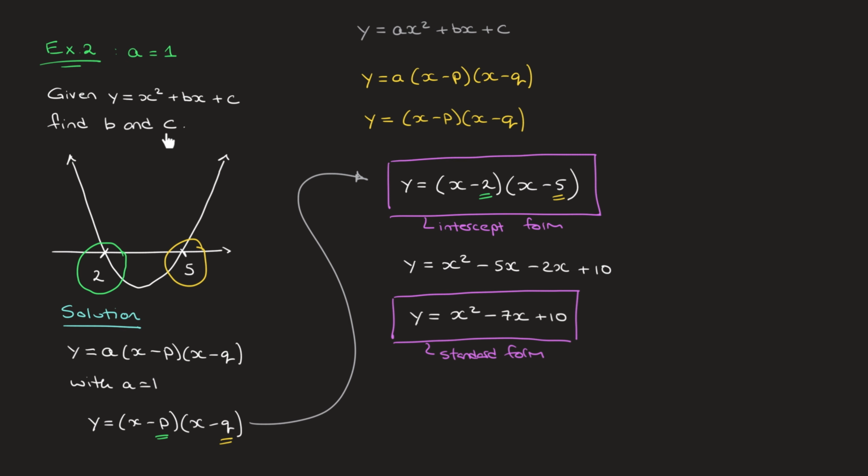And we're done. Thanks to these two examples, we now know how to find a parabola's equation using its x-intercepts and the intercept form. And that's it for this tutorial.